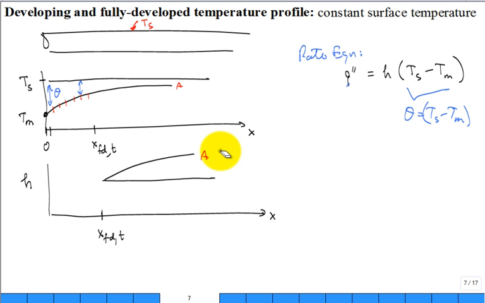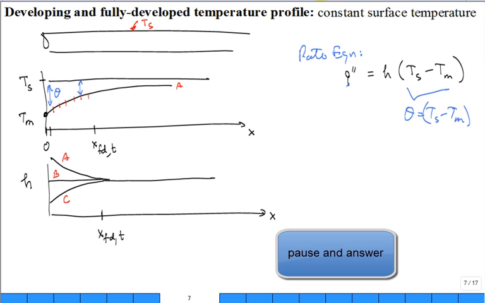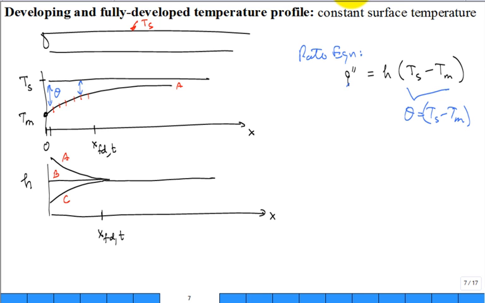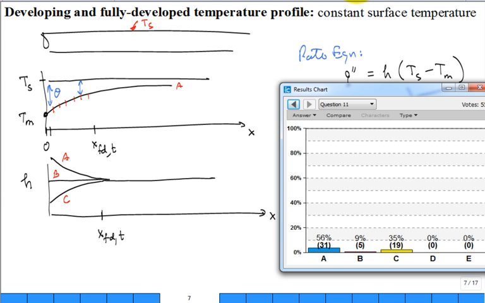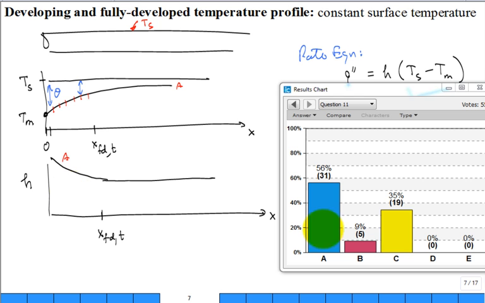All right, now let's take a look at the h in the entrance region. In the entrance region, does it start low and go up, or is it the same as in the fully developed region, or is it high and come down? Answer A, B, or C. And we'll go ahead and grade it. Is the boundary layer thin at the entrance of the pipe? Thin boundary layer? High h. That's our trend. So, isn't that the right answer?